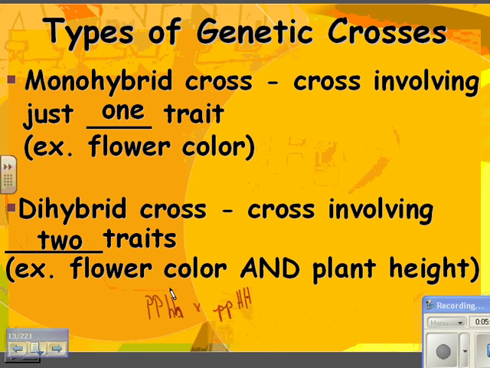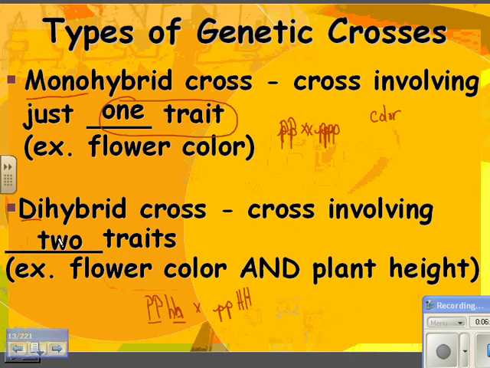Now, some kids get confused and think if you have a purple plant and you're mating it with a white plant, that's two traits. But we're looking at the color. So in this case, flower color is one trait, and these are different variations of the trait. Two traits would be flower color and how tall the flower is. Those are two totally different traits. So that would be a dihybrid cross. In a person, for a dihybrid cross, you might wonder, for example, if freckles and red hair are going to be inherited together. Or you might wonder if blue eyes and brown hair will be inherited together.